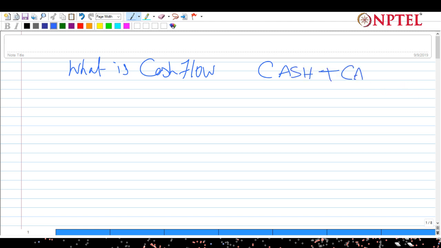Vaishnavi Sudhir, I think the question is, what is cash flow? Let me explain. Cash flow is nothing but the actual cash coming into the business and actual cash going out of the business. When we say actual cash, we mean cash plus cash equivalents.